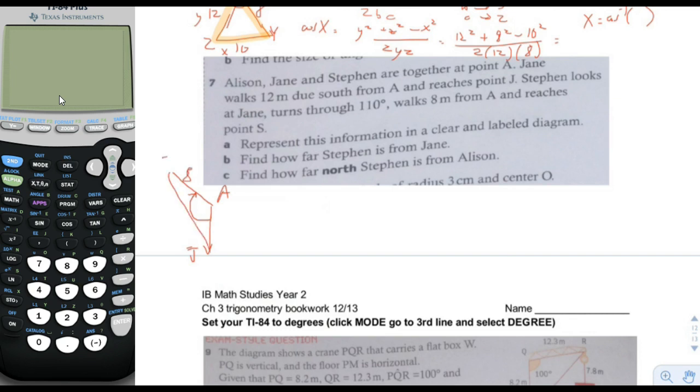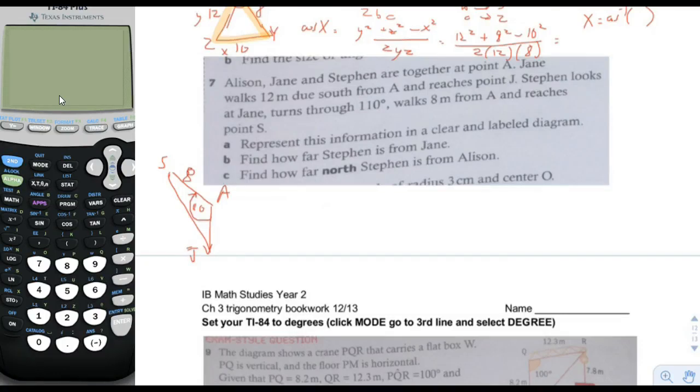Okay. Represent this information. Okay, we just did. Some of you might say he doesn't say if he turns left or right, but actually either way you do it, you're going to come out with the same answer. Okay, and then they're asking, how far is Stephen from Jane?